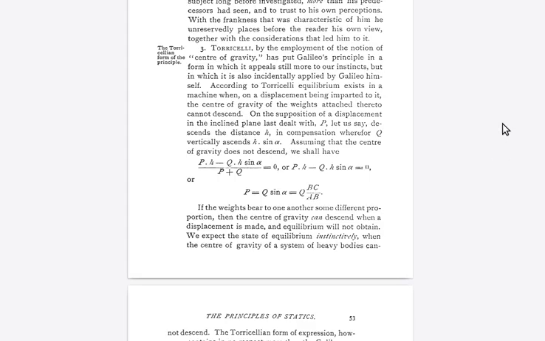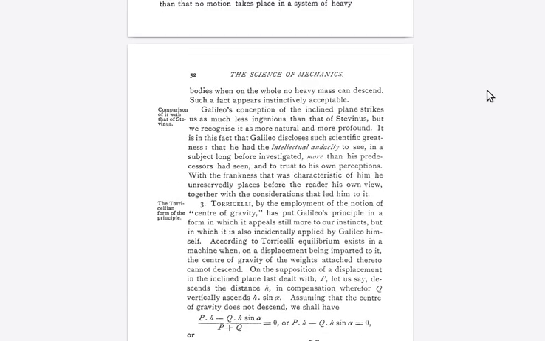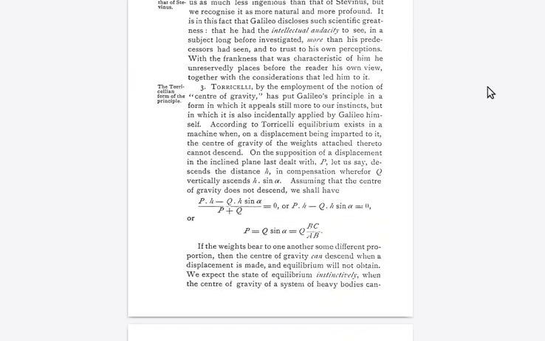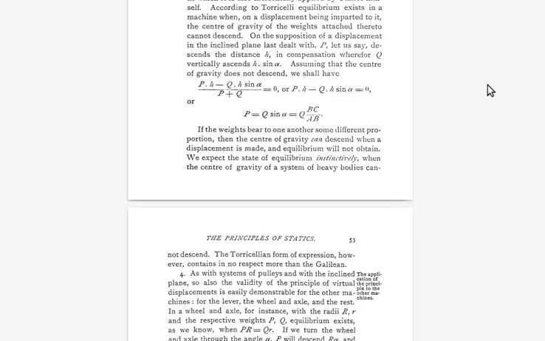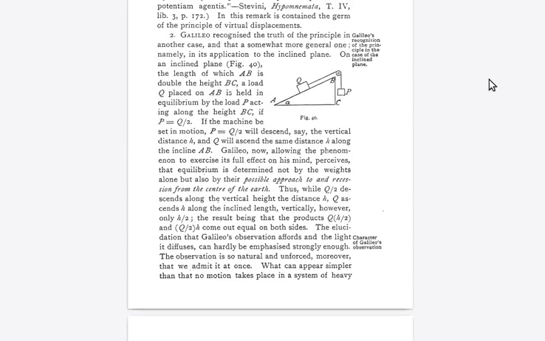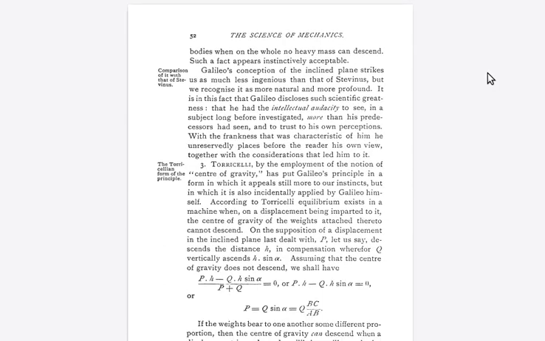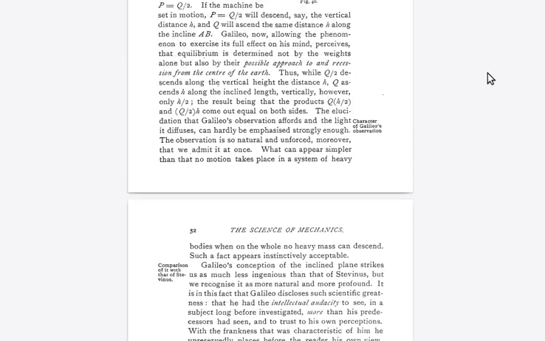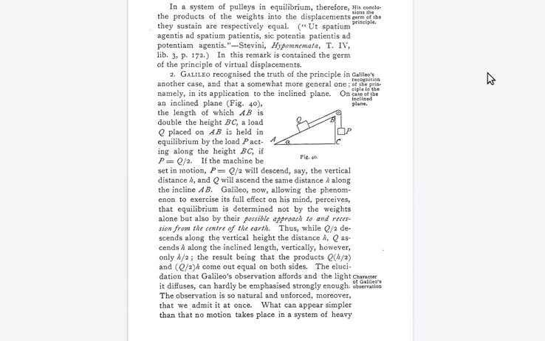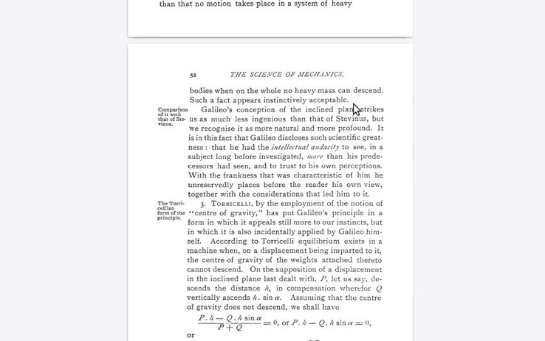On the supposition of a displacement in the inclined plane last dealt with, P, let us say, descends the distance h, in compensation whereof Q vertically ascends h sine alpha. Assuming that the center of gravity does not descend, we shall have (Ph − Qh sine alpha)/(P + Q) = 0, or Ph = Qh sine alpha, and hence P = Q sine alpha = Q times BC over AB. If the weights bear to one another some different proportion, then the center of gravity can descend when a displacement is made, and equilibrium will not obtain.